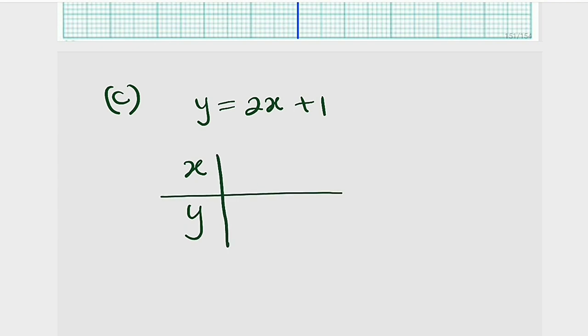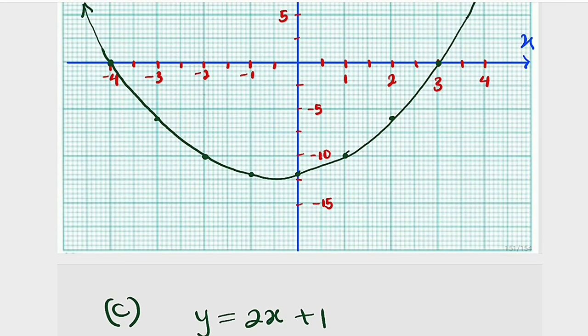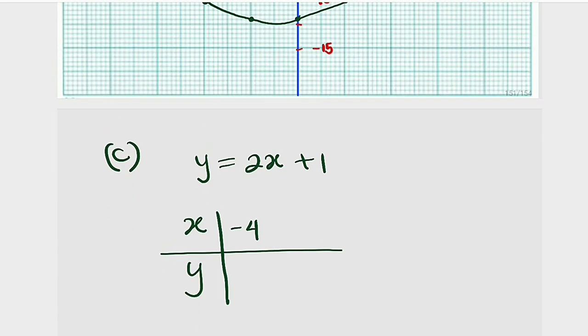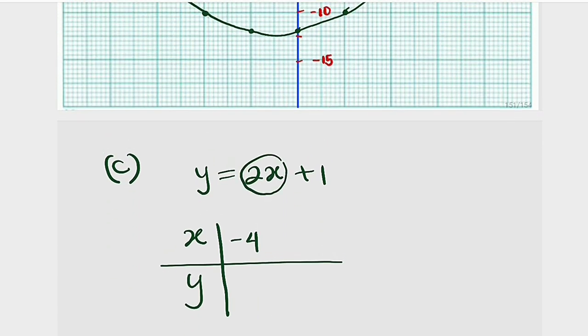So the C part, we are asked to construct the graph of y equal to 2x plus 1. We have x, we have y here. All right. Let me choose a point on the left-hand side, maybe negative 4. If x is negative 4, we have negative 4 times 2, that is negative 8, and negative 8 plus 1 will give us negative 7. So y will be negative 7.